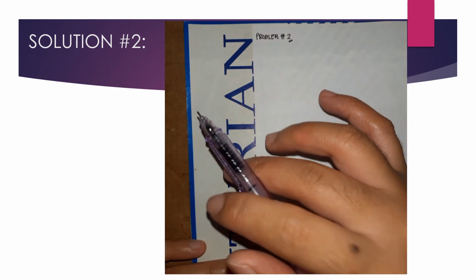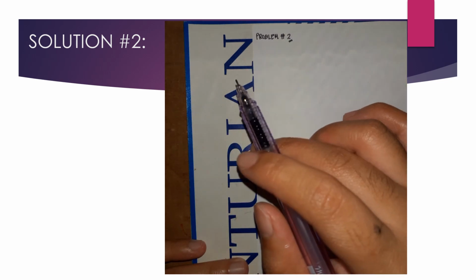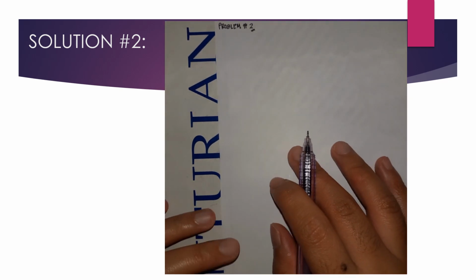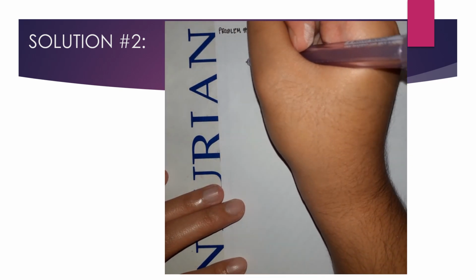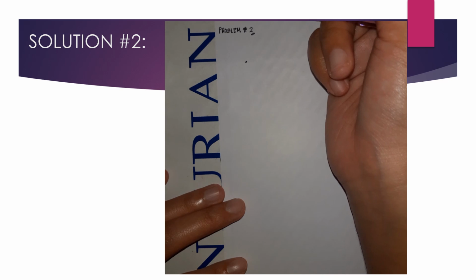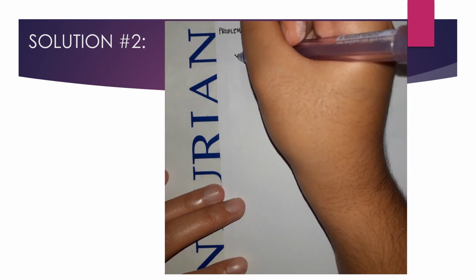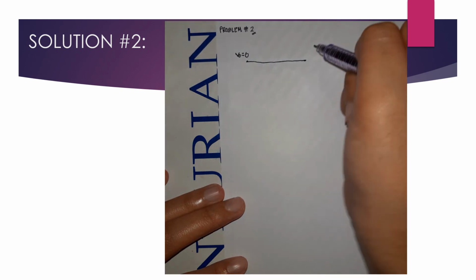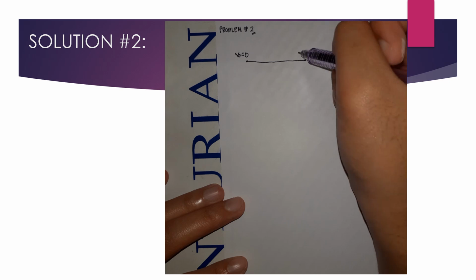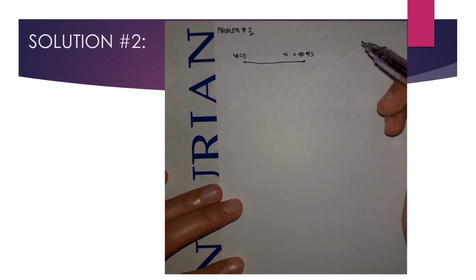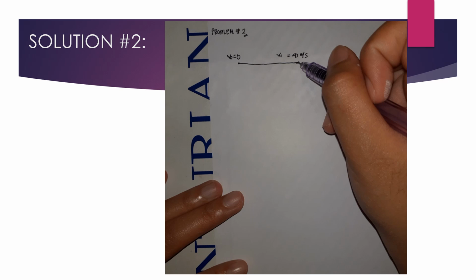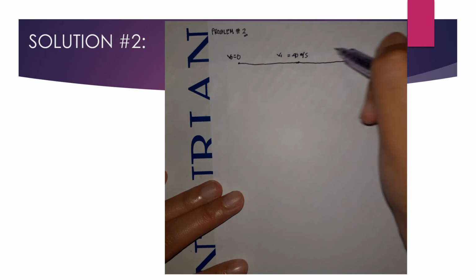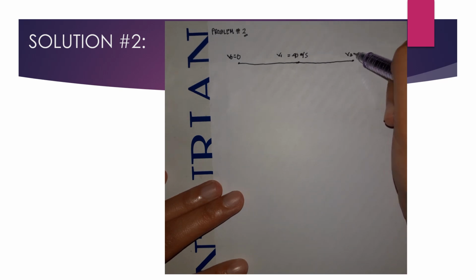Okay, so for problem number 2, we have to draw a diagram to further analyze and understand our problem. So in our problem, it states that the automobile starts from rest. So that means our initial velocity is equal to 0. So from 0, it speeds up to 40 meter per second. So that will be our 1. And then it says that it runs at this speed for a time. So that means from this velocity, it remains constant. So that means it is still 40 meter per second.